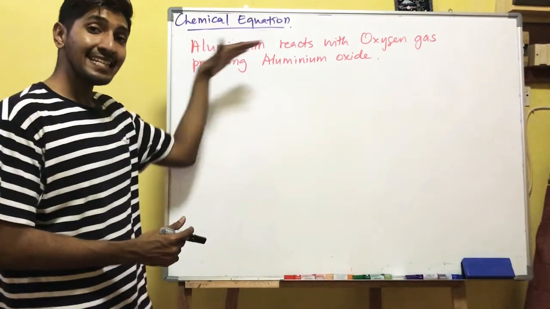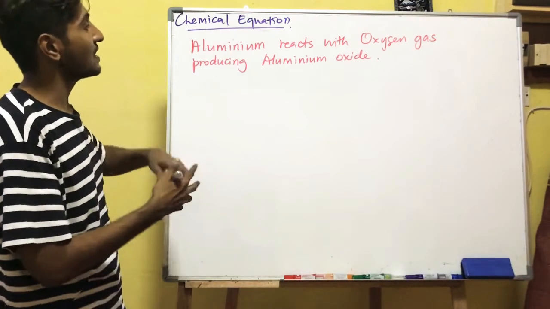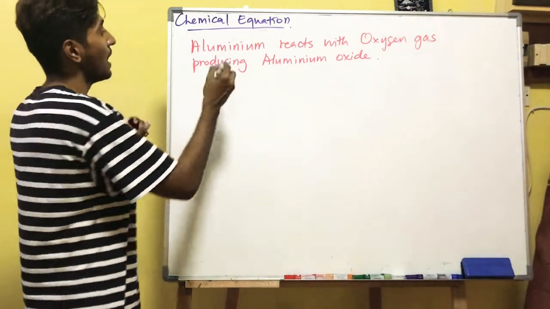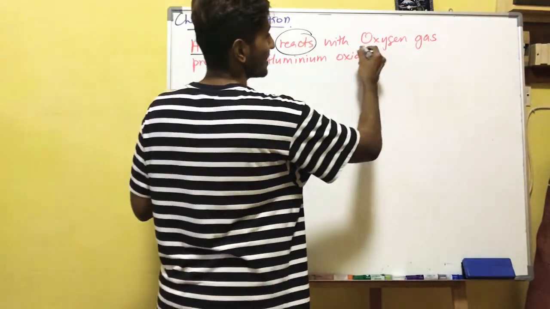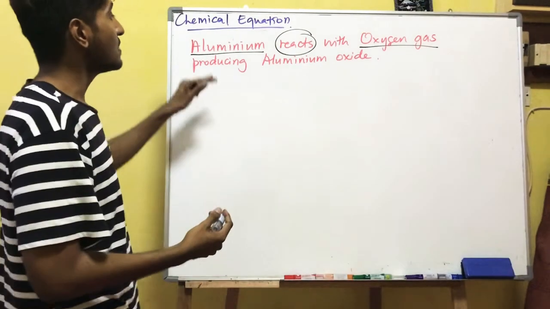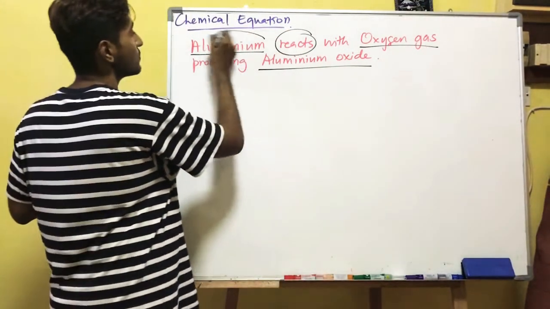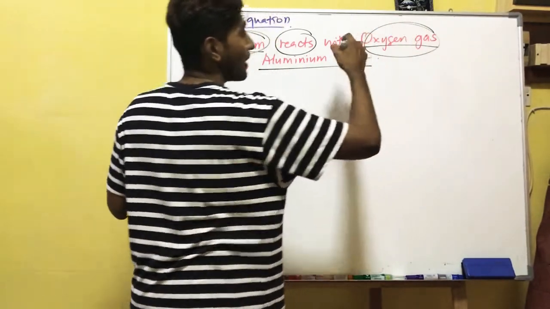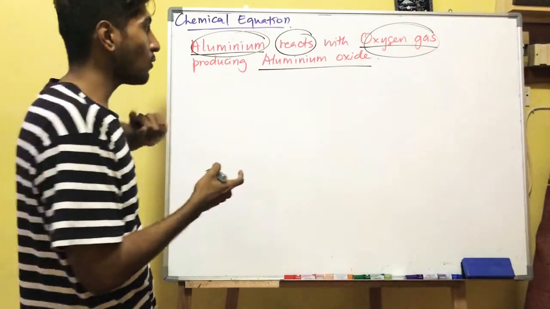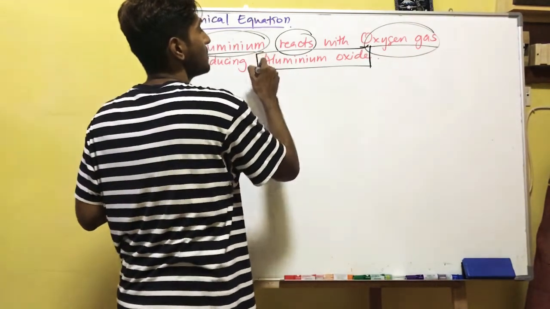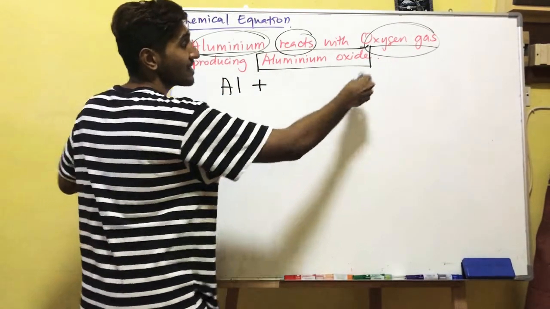Okay, jadi ini adalah contoh satu lagi tindak balas yang akan berlaku. So this is another example of reaction. So aluminium reacts, aluminium bertindak balas dengan oxygen gas, dengan gas oksigen. So aluminium reacts with oxygen gas producing aluminium oxide. So kita sudah ada, what is it called? Kita ada bahan bertindak balas. We already have the reactant, which is aluminium and oxygen gas, and we already have the product, which is aluminium oxide. So aluminium reacts with oxygen gas.